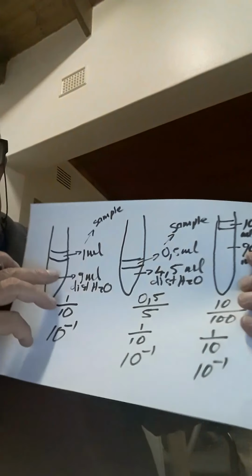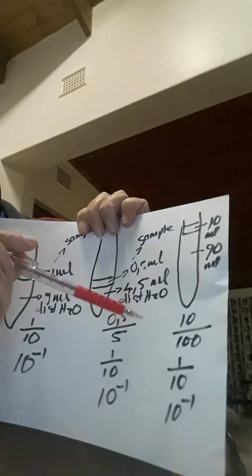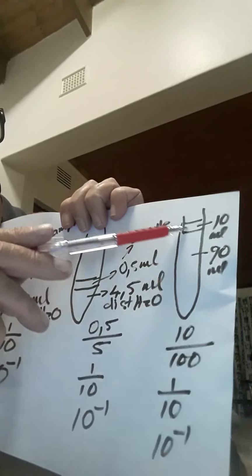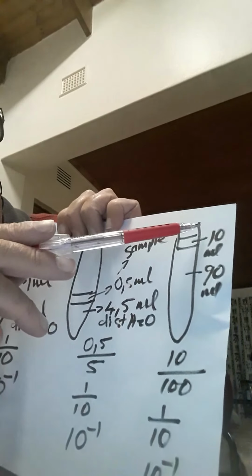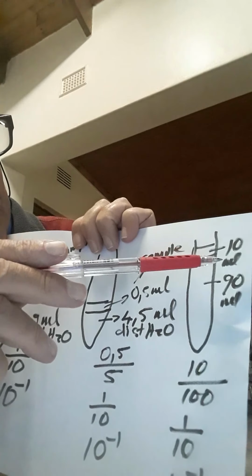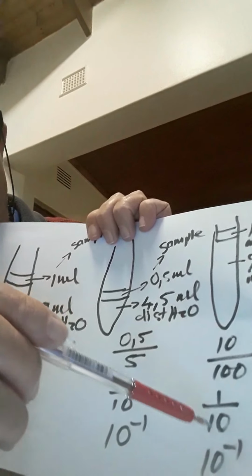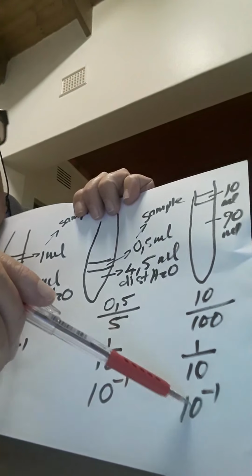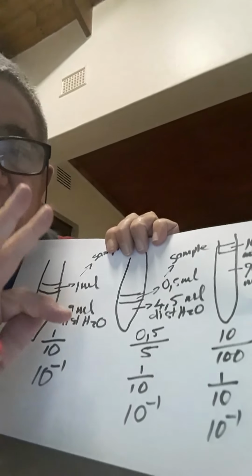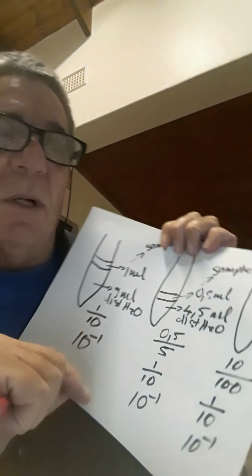Here's another way we can make a 10 minus 1 dilution. 90 ml of sterile dilution water, and we add 10 ml of the sample. Now, this is 10 over the total volume of 100. It's 1 over 10, and that is also a 10 minus 1 dilution. So now you have learned 3 different ways to make a 10 minus 1 dilution.